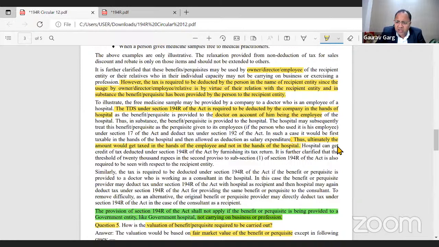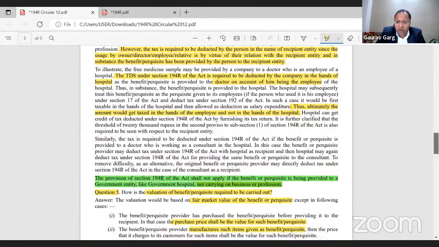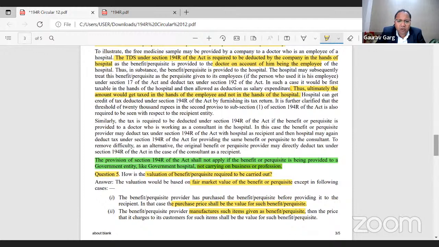Then it further says, I would request you to remain on mute mode. Please remain on mute mode.